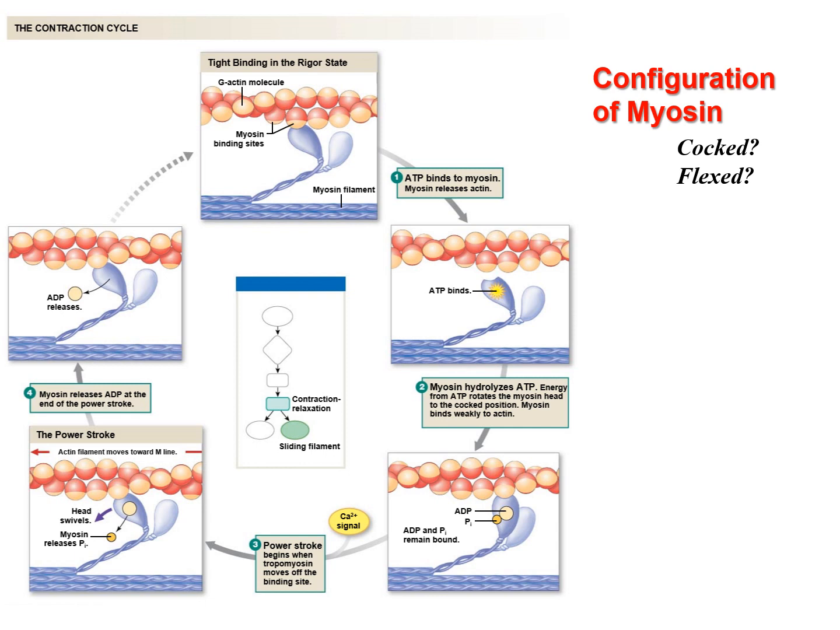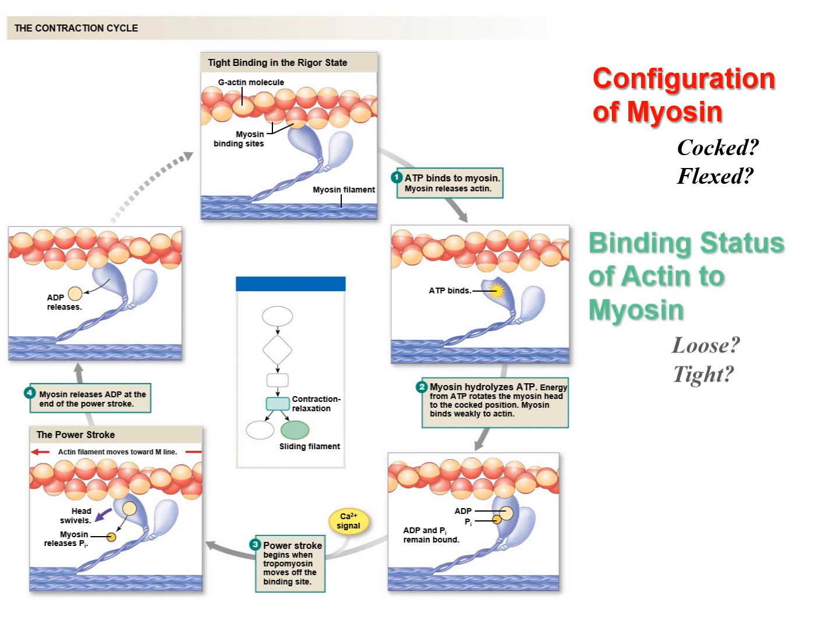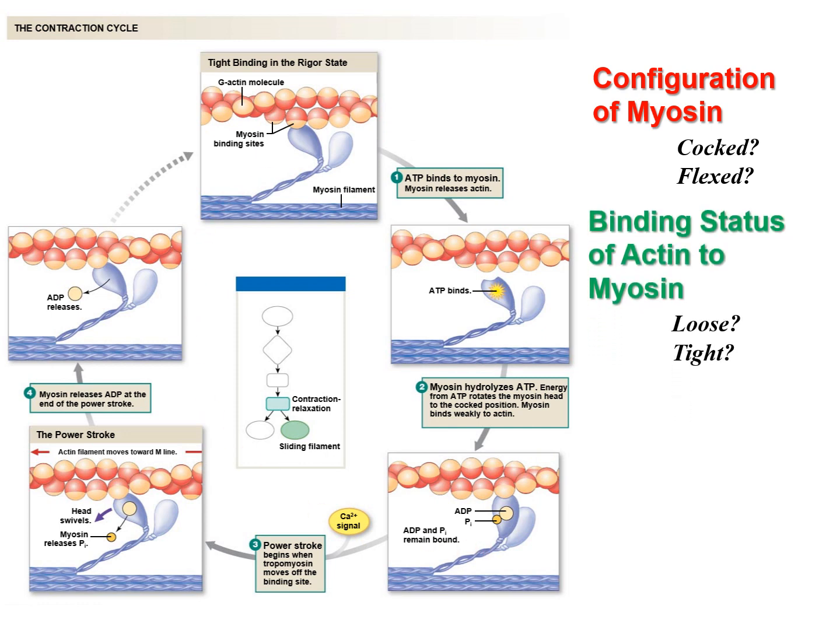And so what we do is we go into a cocked position, which is relatively straight, or we go to a flexed position, which is relatively bent. So that's one of the questions you're going to answer for any one of these panels. The next question you need to ask yourself and be able to answer is, how are the actin and myosin binding? Is that affiliation with actin and myosin loose, or is that affiliation with actin and myosin tight?